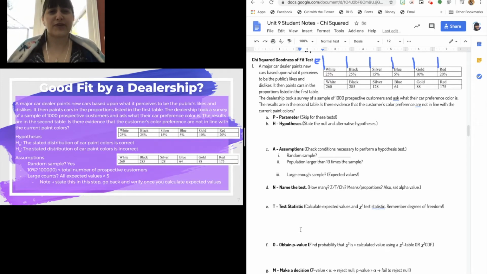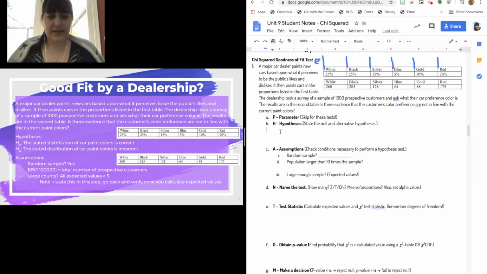So hopefully we'll eventually get to the end and you actually will be able to see how we solve these problems. So this is a car dealership and you have this distribution of percentages that they think people will buy these cars in. And then they did a survey of 1,000 people and asked them what color they would prefer for a car. So what we're going to try to do is figure out whether the number that came up in the sample, at the bottom here, matches what they thought, right?